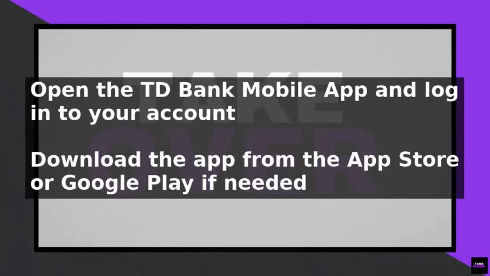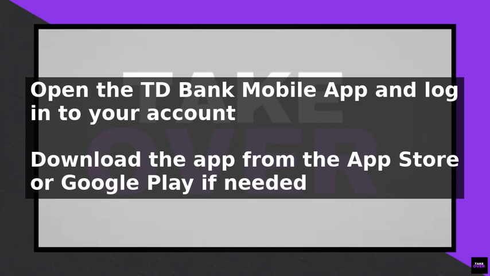To deposit a check using the TD Bank mobile app, start by opening the app on your mobile device and logging into your account. If you have not already downloaded the app, you can do so from the App Store or Google Play. Once you are logged in, select the account where you want to deposit the check. This could be your checking or savings account.